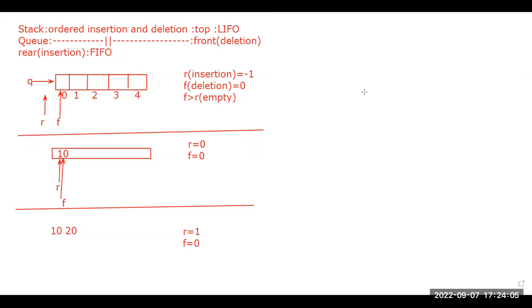Okay. Now next, I want to insert one more element. 10, 20 is done. I want to insert one more element. So I'll try to insert 10 is there, 20 is there, 30. So now what will be the value of F and R? R will be 2. R will be pointing to 2 and F will be pointing to 0. Okay.